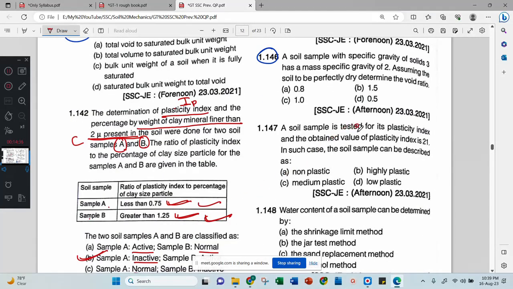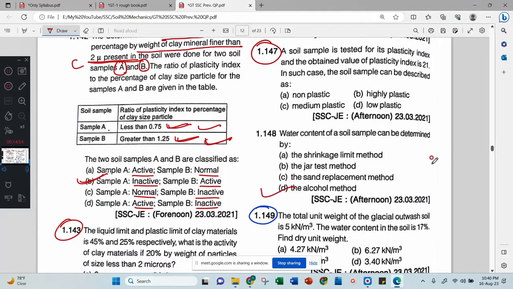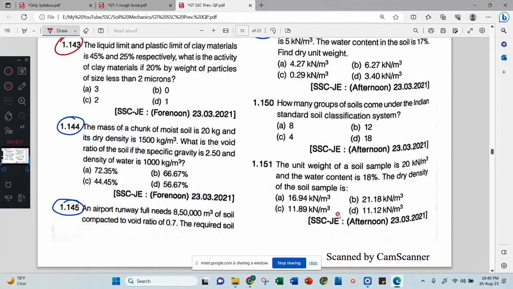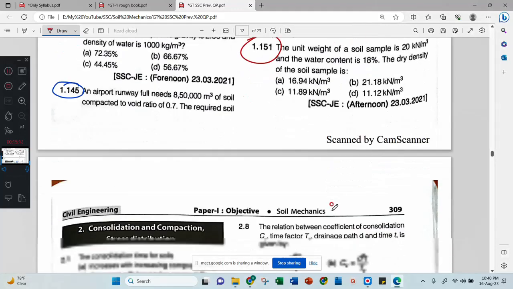The soil sample tested for a plasticity index, this is also over. Water content of a soil sample can be determined by shrinkage limit method, jar test method, sand replacement method, alcohol method. How many groups of soil come under the Indian standard soil classification? 18. The unit weight of the soil sample is 20 and the water content is 18%. Dry density, first chapter, over.